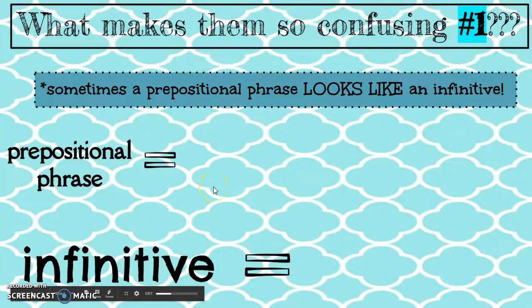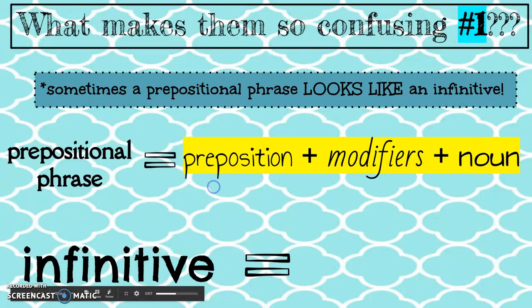Let's go back to our formula for a prepositional phrase. It starts with one of those words we memorized, a preposition, has modifiers in the middle, and ends with a noun. Our number one rule is there can be no verbs anywhere in here.